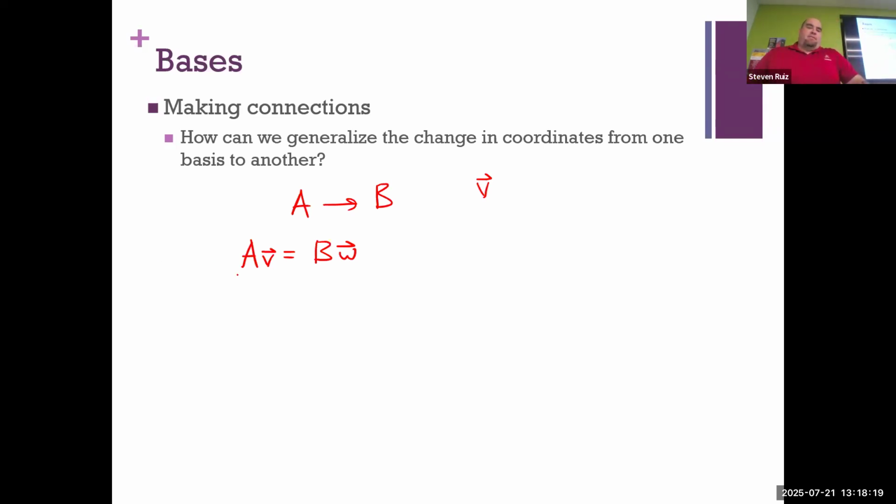Inverse B times A. Inverse B. So if I do inverse B, multiply that from the left on both sides, what do I get? I get B inverse A V equals W. So this thing right here, this B inverse A, this is what's called a change of basis matrix.